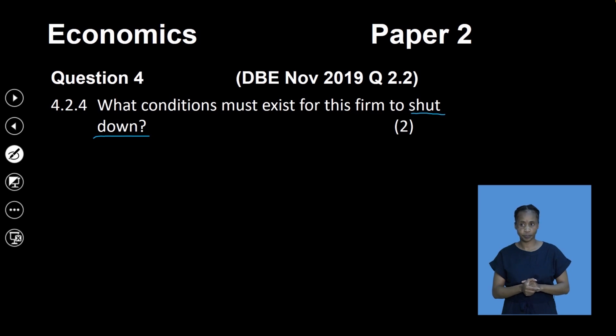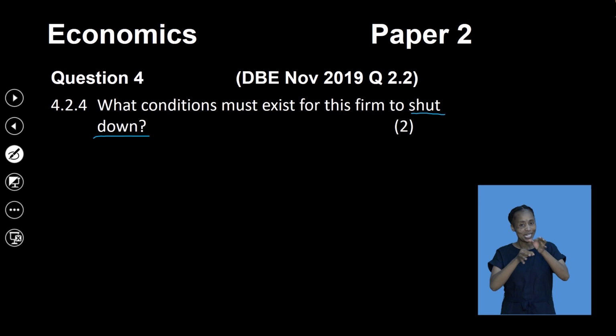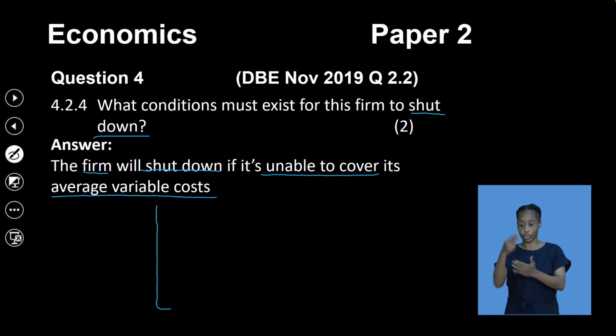Right, now, what is the shutdown point basically of a perfect competitor? You need to be able to explain it in words and also by means of a diagram. Let's look at our solution. A perfect competitor, or the firm, will shut down if it's unable to cover its average variable cost. So a firm or the perfect competitor will shut down if it's unable to cover its AVC, or its average variable cost. Quickly, this is the diagram.